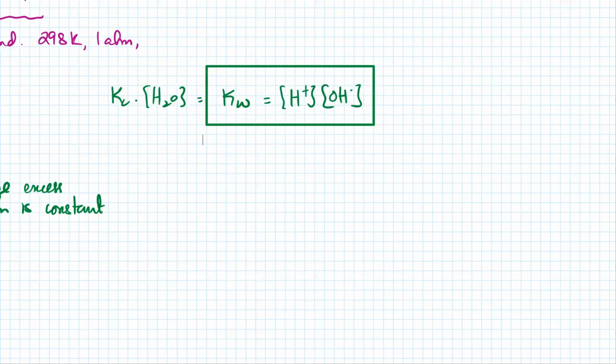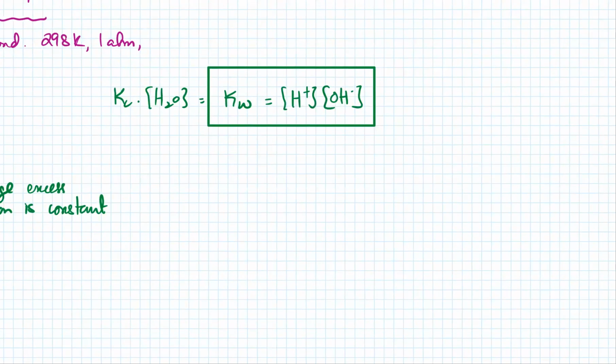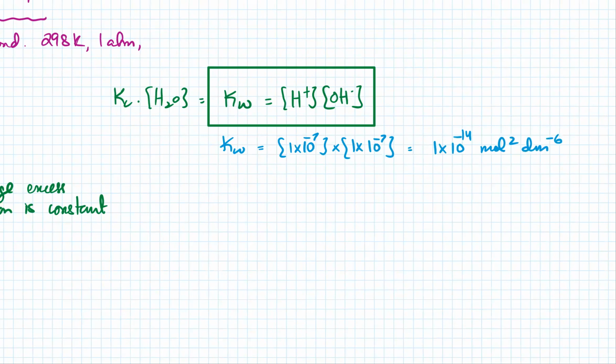Yep, it's clear. And I told you what value Kw would have. Kw would be equal to 1 times 10 power minus 7, the concentration of H plus under room conditions, multiplied by 1 times 10 power minus 7, the concentration of OH ions under room conditions. So your value of Kw is going to be 1 times 10 to the power minus 14, and the units are mole squared dm to the minus 6. It's concentration times concentration. That's going to be your answer for the value of Kw.